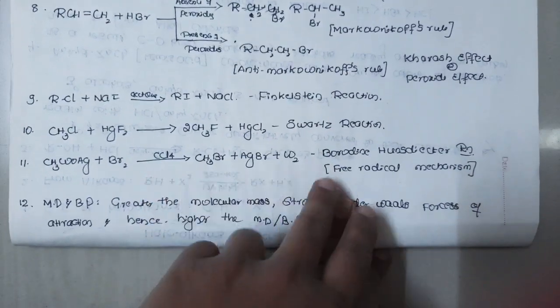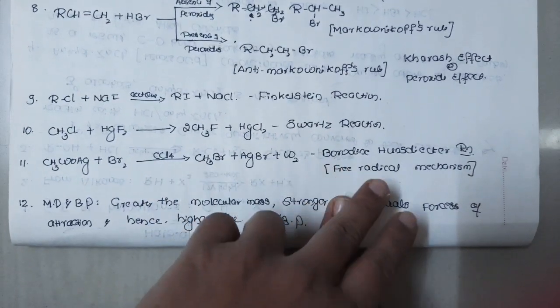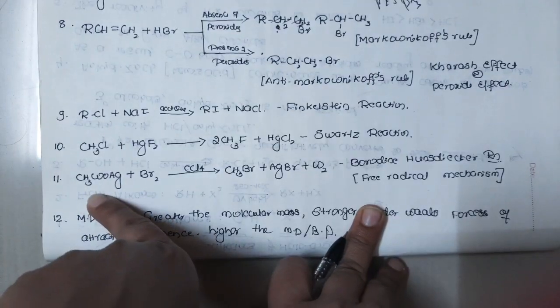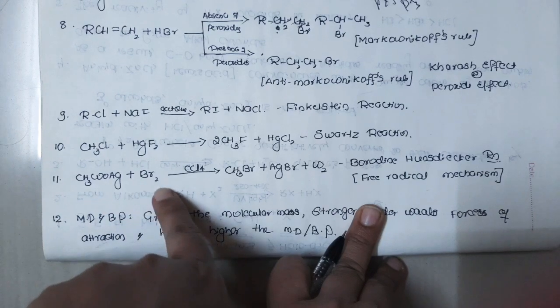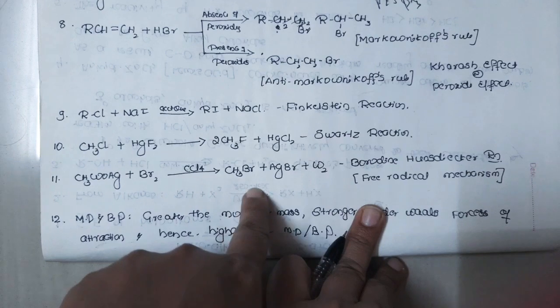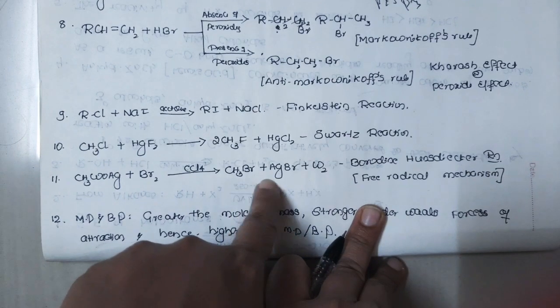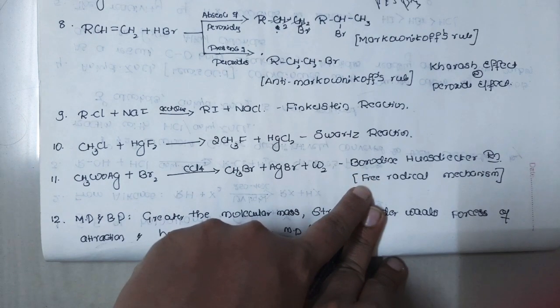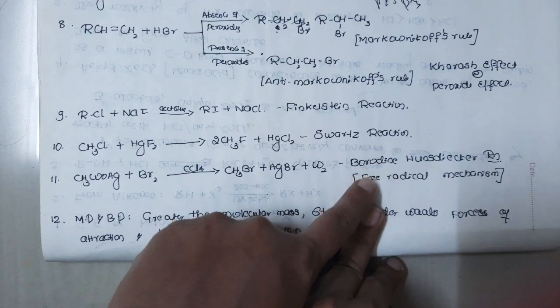Now there comes another reaction, the Borodine-Hunsdiecker reaction. Here we have the silver salt of a carboxylic acid, which, when treated with bromine in the presence of the solvent carbon tetrachloride, gives methyl bromide, silver bromide and carbon dioxide. Which mechanism will it follow? It will follow the free radical mechanism. They may ask you a question like this: the Borodine-Hunsdiecker reaction follows which mechanism? It follows the free radical mechanism.